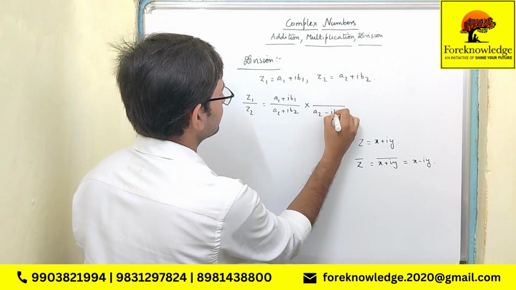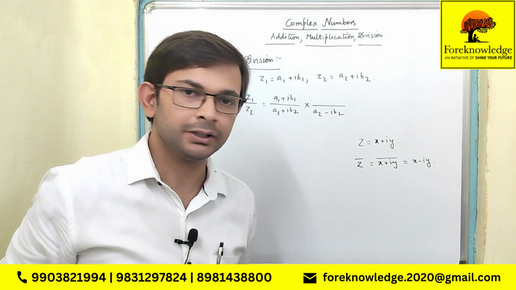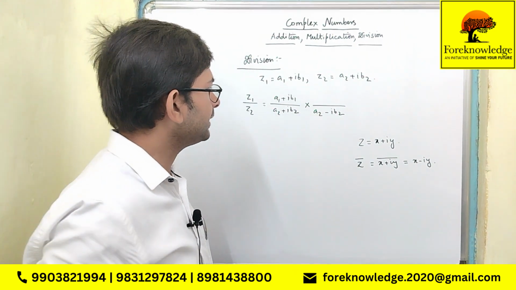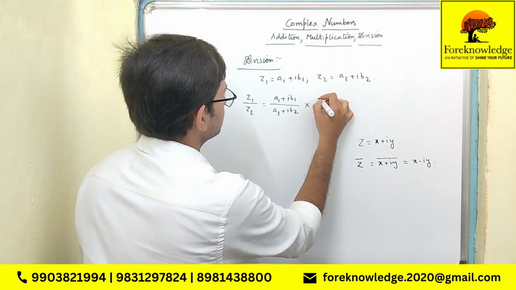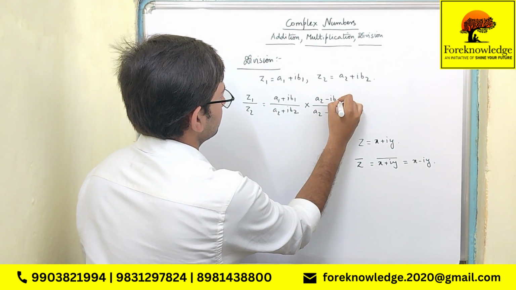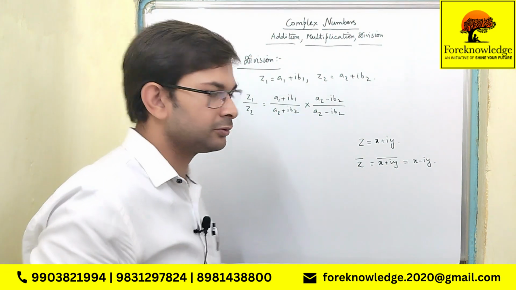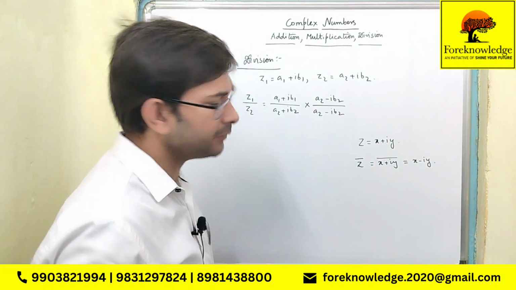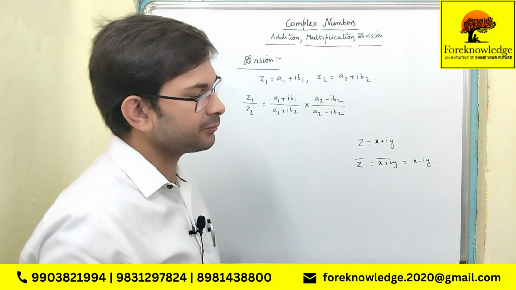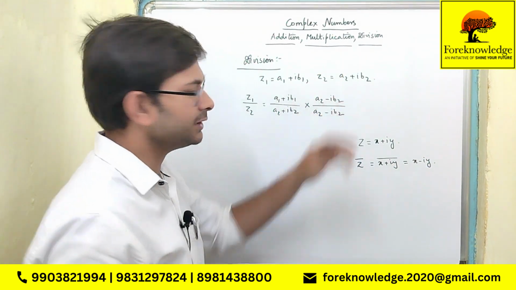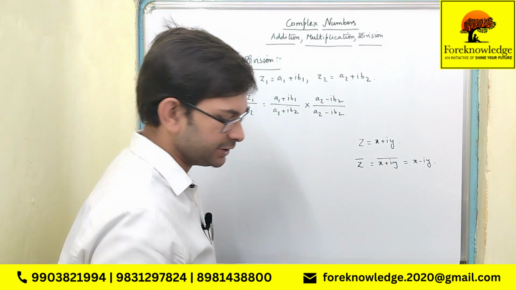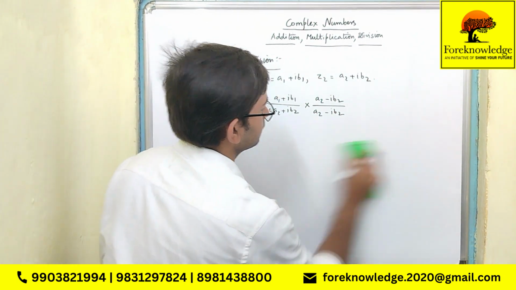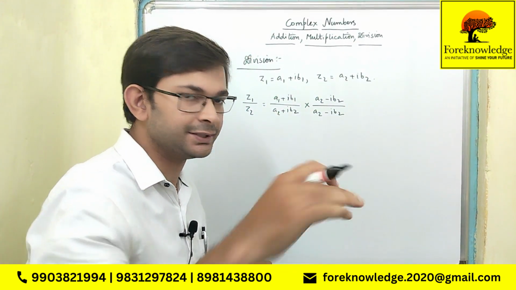That means a2 minus ib2. a2 plus ib2 was the complex number, and we are multiplying it by a2 minus ib2. It's all about the balance. Since I am multiplying the denominator by a2 minus ib2, we have to multiply the numerator also by a2 minus ib2. Let's proceed. So this is the concept of conjugate. We'll discuss that later.